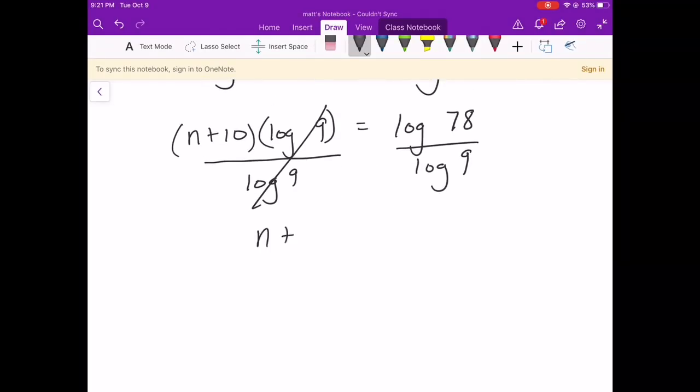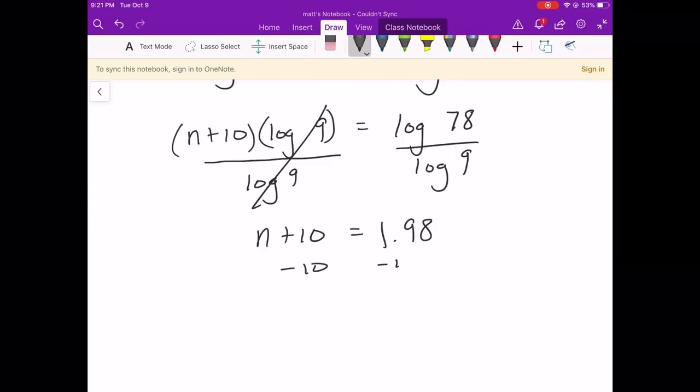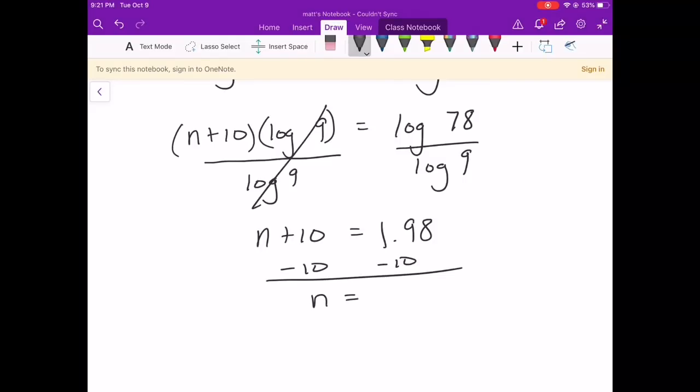I'm left with n plus 10 is equal to, and I could go to my calculator now, so log of 78 divided by log of 9. Hit enter, 1.98. And now last step to get n by itself, subtract 10 from both sides. And n is equal to 1.98 minus 10, or negative 8.02. And that is how I solve that exponential equation.